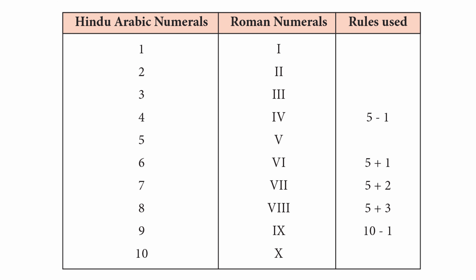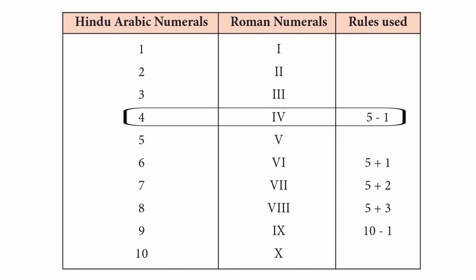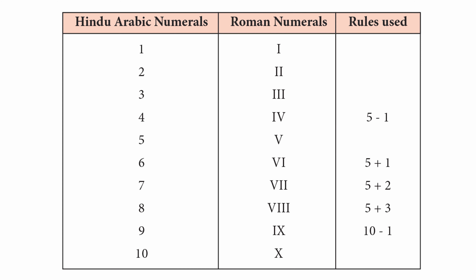Hindu Arabic numerals 1 to 10 are given. Then the second column is Roman numerals. For 1 it is I, for 2 it is 2 ones, for 3 it is 3 ones. Remember the rule, we can't use the same letter more than 3 times. So, for 4 it will be different. Let us see how. I and V, the symbol V stands for 5. Now we go back to rule number 3, which says when there is a small number before a large number, you have to subtract it. So, you can see 5 minus 1 is 4. You can see the rules mentioned there also. Then 5 is the letter V itself.